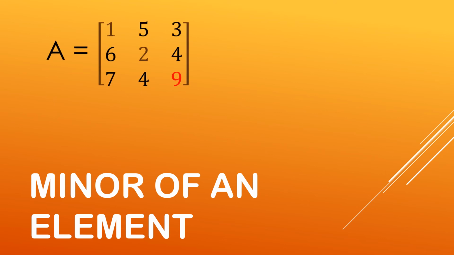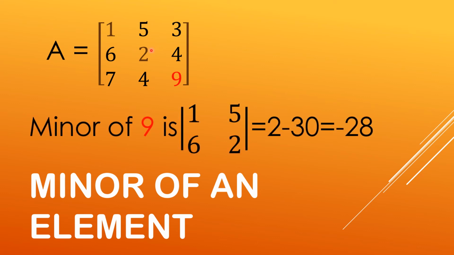Now we shall see the minor of another element, 9. We delete the row and column containing 9. That is, we delete the third row and the third column. The remaining elements are 1, 5, 6, 2. Then we take the determinant. So minor of 9 is the determinant 1, 5, 6, 2. That is 2 minus 30 equal to minus 28.